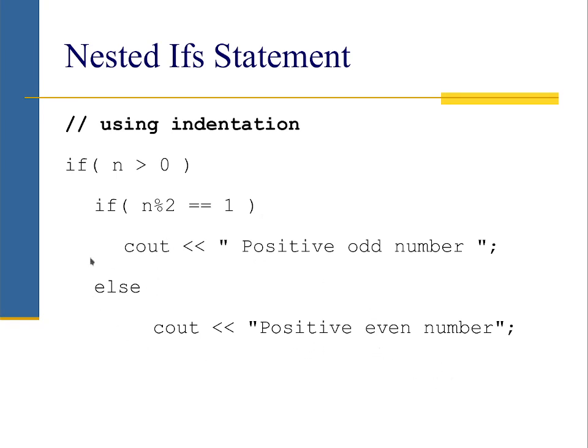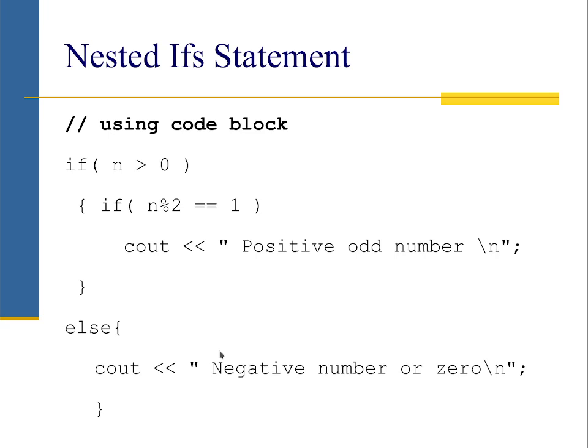Remember, this else statement here is for this if, not this. Checking the indentation. So first of all, you are saying if this one is valid, then you should come here. It should proceed with this. And if n modulo 2 is 1, then it's a positive odd number. But if anything apart from this, it's a positive even number. This is also a nested if.